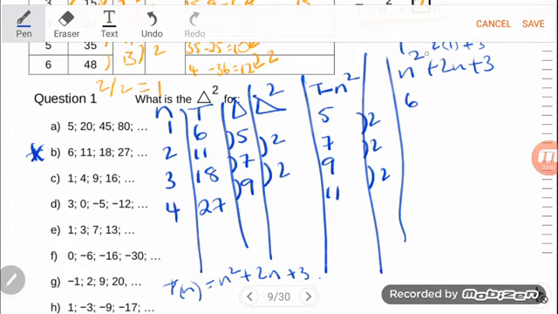When n is equal to 2, 2 squared is 4, plus 2 times 2 is 4 again, so that's 8 altogether, plus 3 is 11. When n is 3, 3 squared is 9, plus 2 times 3 is plus 6, so that's 15. 15 plus 3 is 18. Okay, so when n is 4, n squared is 16, 2 times 4 is 8, 16 plus 8 is 24, 24 plus 3 is 27.